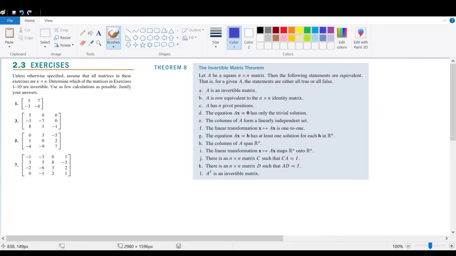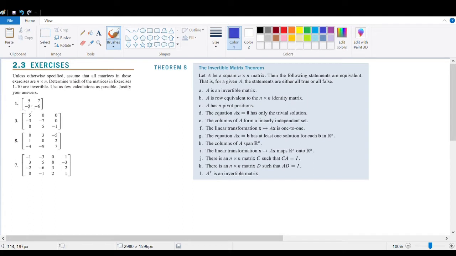So we need to use Theorem 8 to know that if one of the statements in Theorem 8 is true, that means our matrices from 1 to 7 is invertible. So let us check the first one. We have a 2 by 2 matrix. This matrix is invertible if the determinant is not equal to 0, or we can check it by the columns. If they are linearly independent, then that means A is invertible.